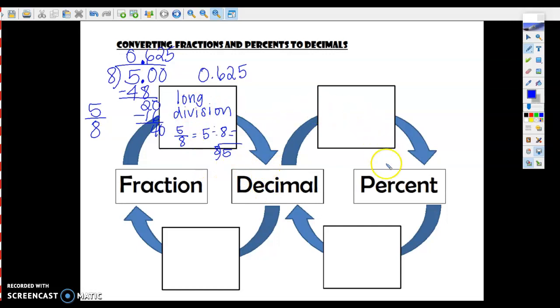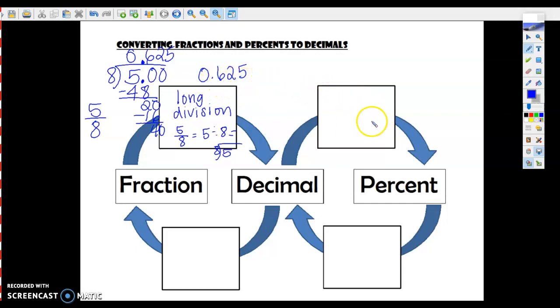So now we're going to go from decimal to percent. So if we're given 0.625 as a decimal, how do you convert that to a percent? All right, if you remember from elementary school, you multiply by 100 without a calculator. And then we're going to move our decimal 2 places to the right.